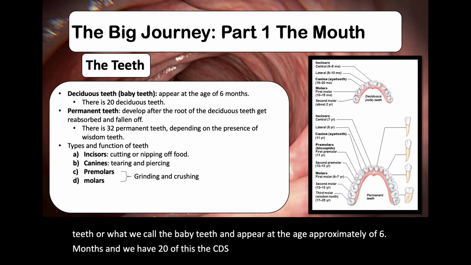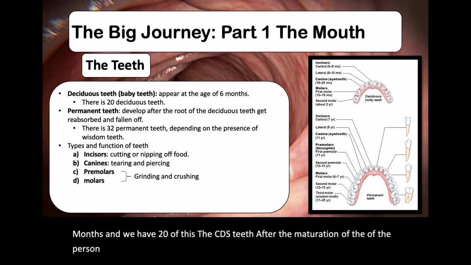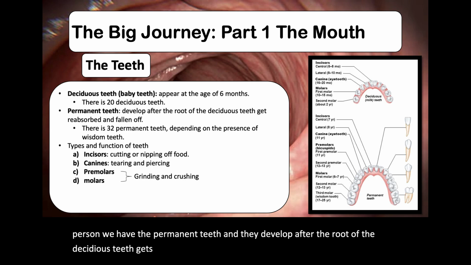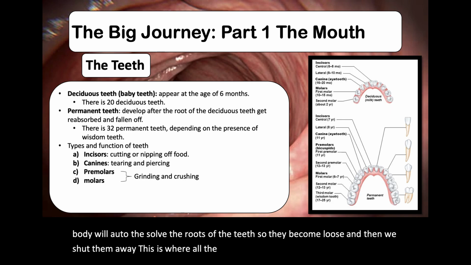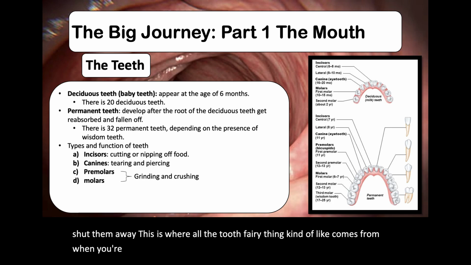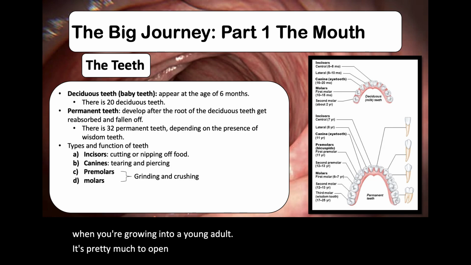After the maturation of the person, we have the permanent teeth, and they develop after the root of the deciduous teeth gets reabsorbed and falls off. It's a normal process where the body will auto-dissolve the roots of the teeth, so they become loose, and then we shed them away. This is where the whole tooth fairy thing comes from when you're growing into a young adult. It's pretty much to open the space for the permanent teeth.